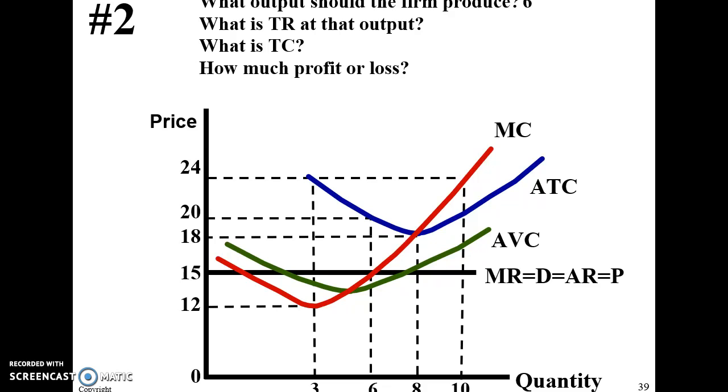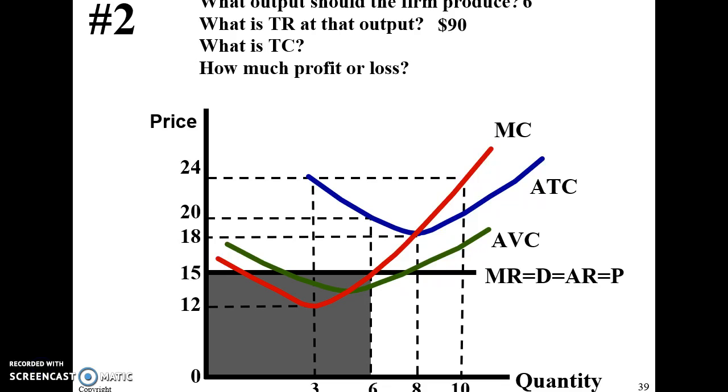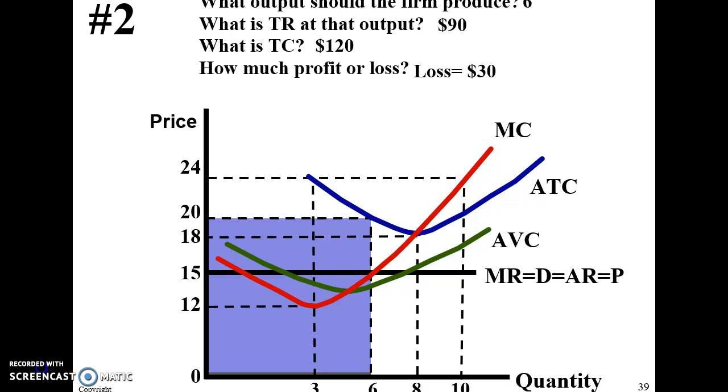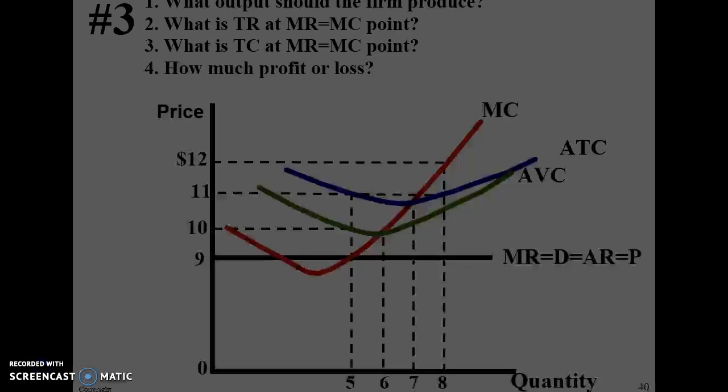So 6, total revenue is 6 times 15, which is 90. The total costs are going to be 6 times 20, which is 120. And the profit, actually in this case it's a loss, would be 30. That area there. Make sure that you get comfortable with shading those areas, because sometimes on the exam, on the FRQ, you're asked to shade the relevant areas.